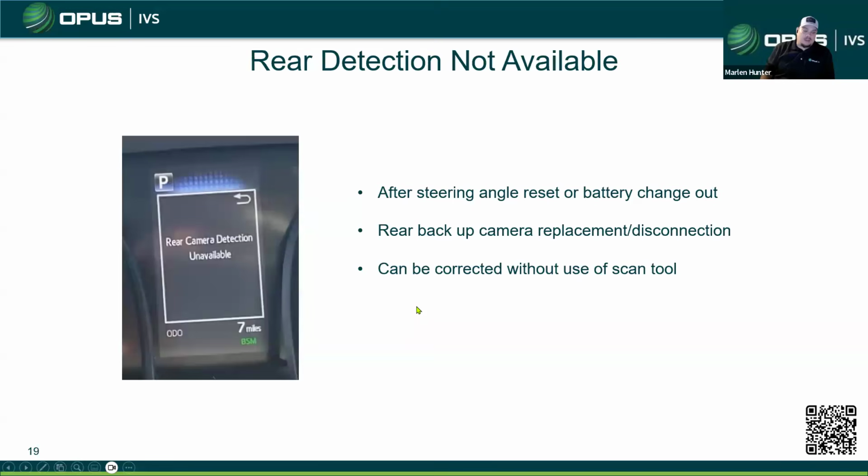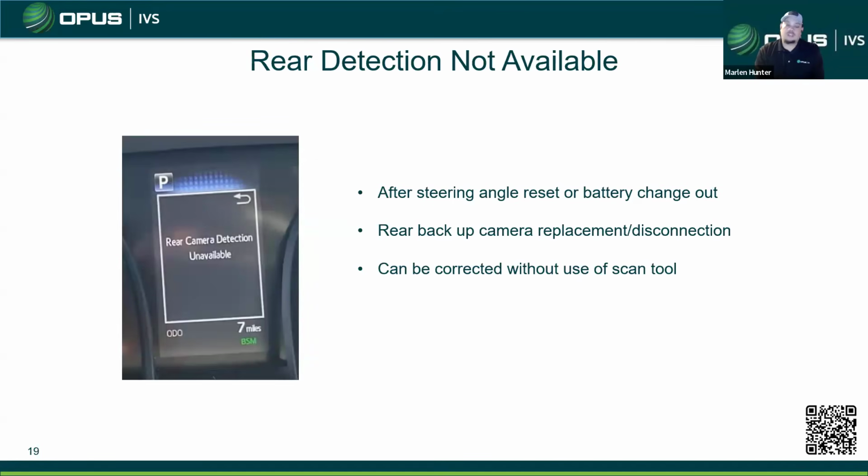This is something else I wanted to talk about. I get a lot of these. It's a very easy fix, but also very annoying at the same time. Mostly you'll see it on Camrys, Avalons, most of the passenger cars. You'll get the car from the body shop or even from the customer from another shop, and it'll just say rear camera detection unavailable. For the most part, everything kind of works. You don't really see anything wrong. You just have that message in the dash.